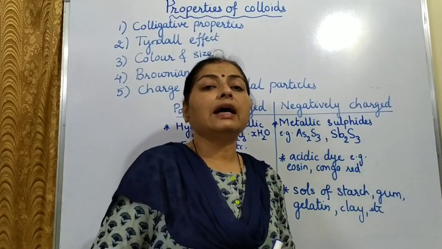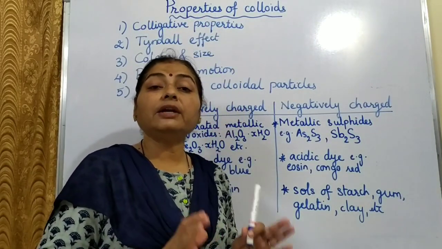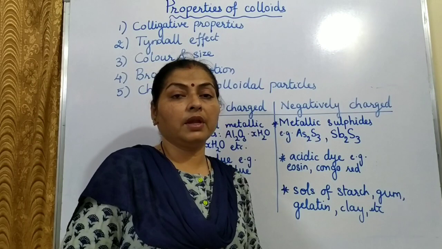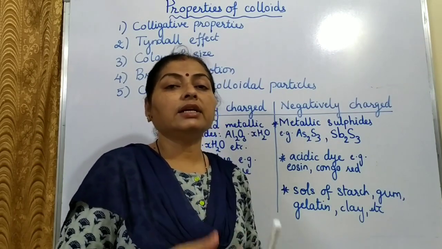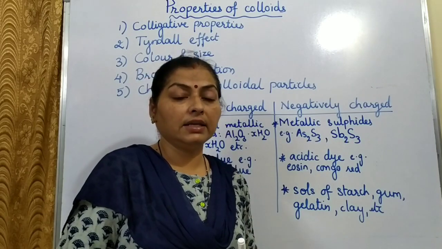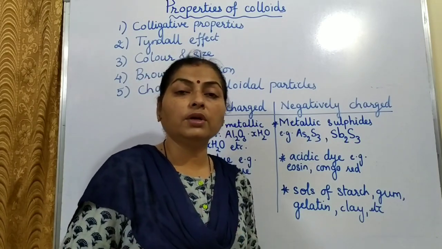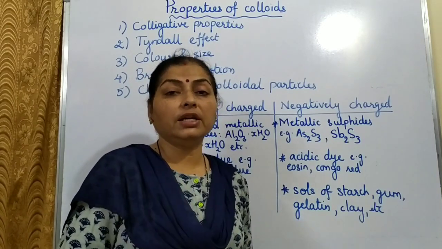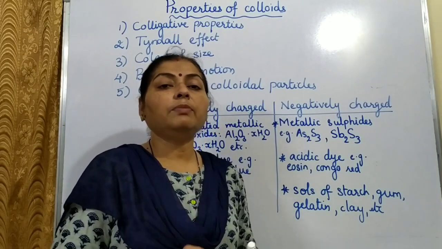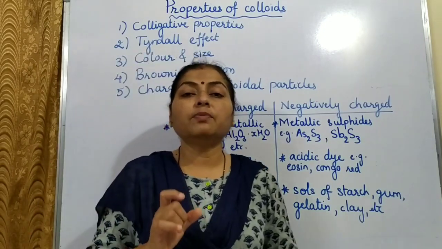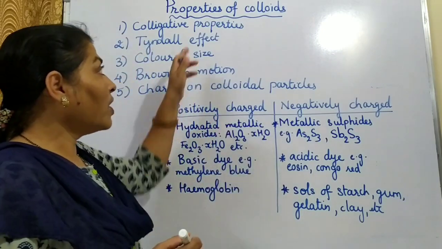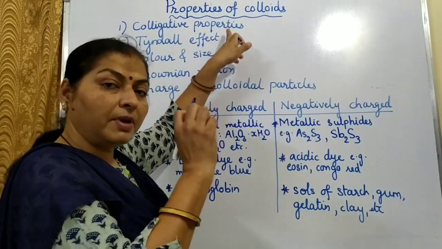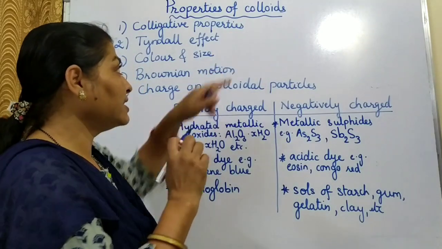Which depend on the number of particles. So if the number of particles is less, the change in that property will be less. If the number of particles are more, you will be able to see more change in this property. We will be studying colligative properties more in detail in the solution chapter. For your brief understanding, I'll just give you one example.